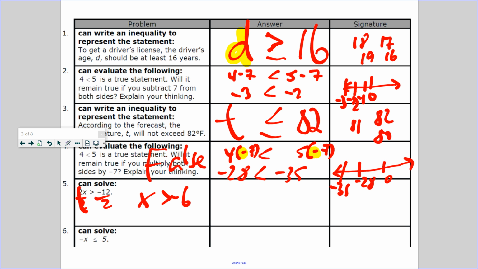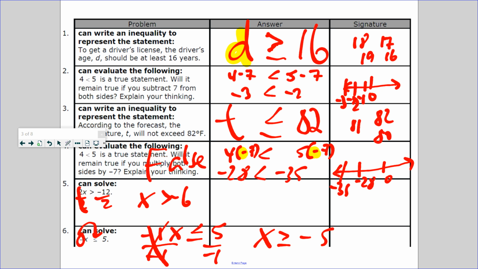Number 6 now. Negative x, or negative 1x, is less than or equal to 5. So in this example, I need to divide both sides by negative 1. Because the inverse of multiply is divide. This cancels out because it's one whole. X, and what's 5 divided by negative 1? Negative 5. So what do we remember about negatives when you're dividing or multiplying by a negative? It reverses the sign around. This negative is saying, what is the opposite of less than? It is greater than or equal to.